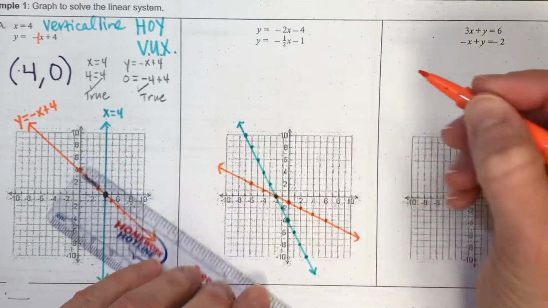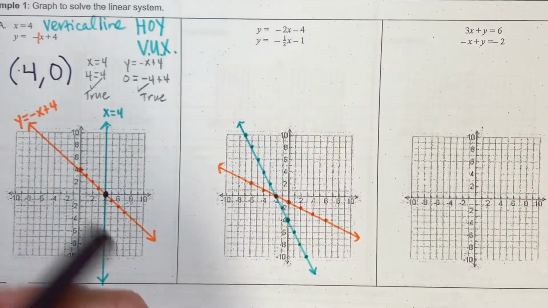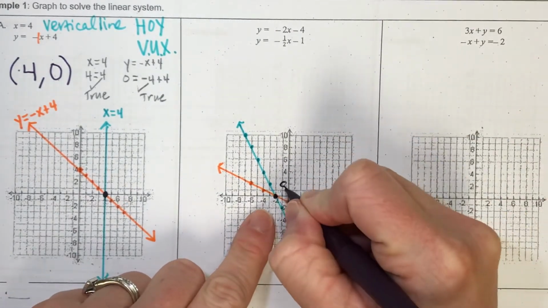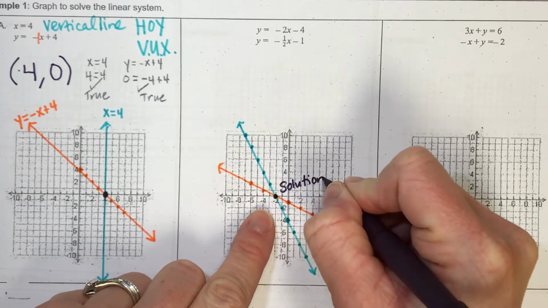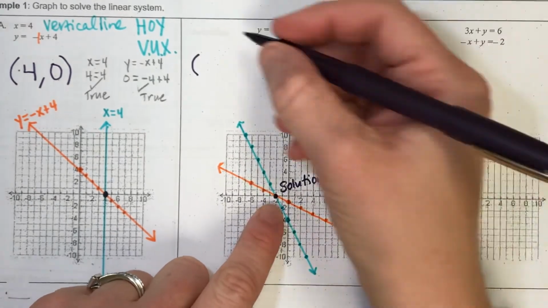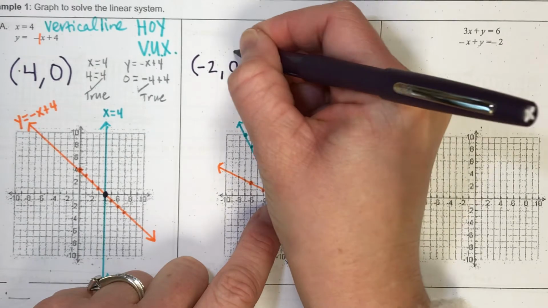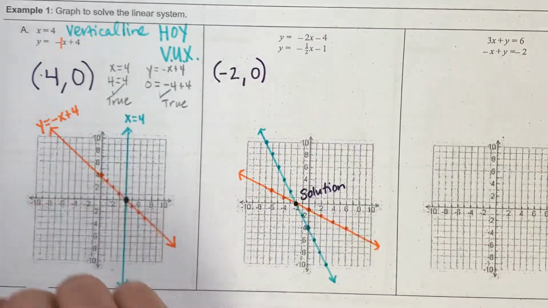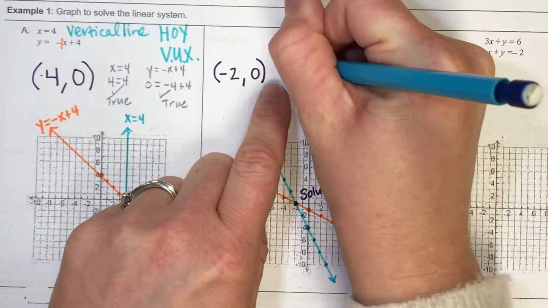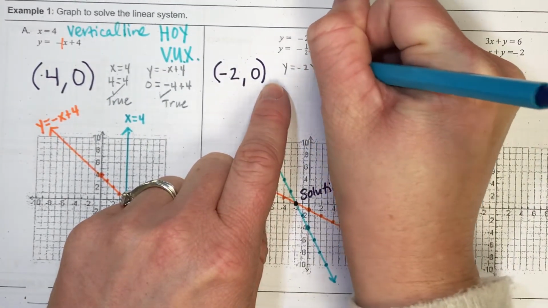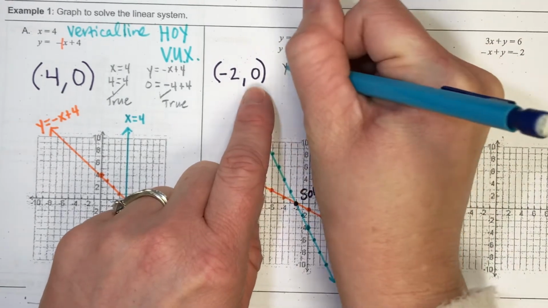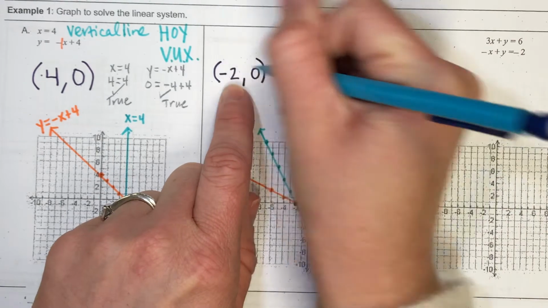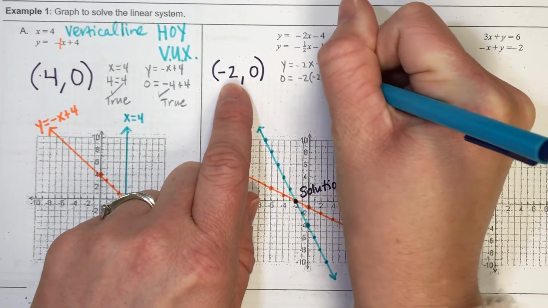And now what I'm going to do is write down this point up above, and I'm going to confirm my solution here. So this is my solution, and it would be the point -2, 0. And then I'm just going to check that that is my solution by plugging it into my two functions. So my first function was y equals -2x minus 4. I'm going to plug a 0 in for y. I'm going to plug a -2 in for my x here, so -2 there.